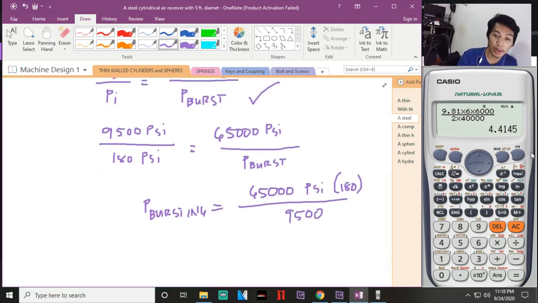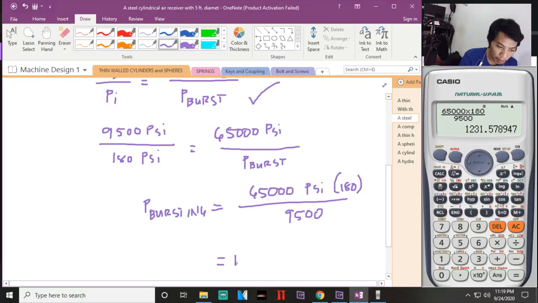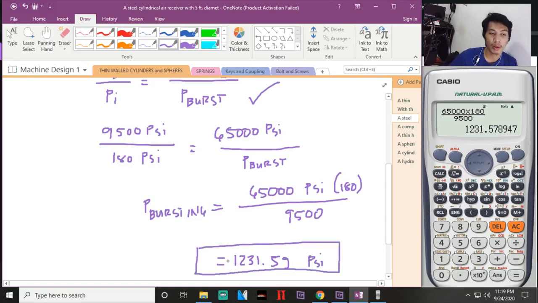Now, what will be your bursting pressure? Tingnan natin. 65,000 times 180 divided by 9,500. So, the bursting pressure will be 1231.59. Yan yung pressure na kung saan puputok yung mga pressure vessel. Okay?